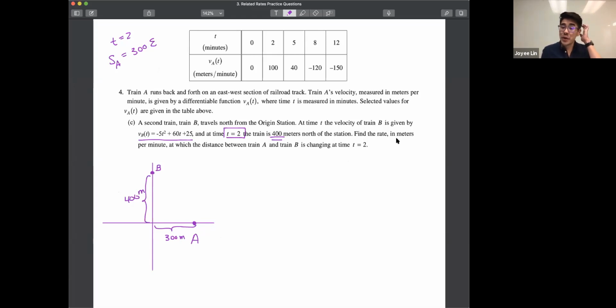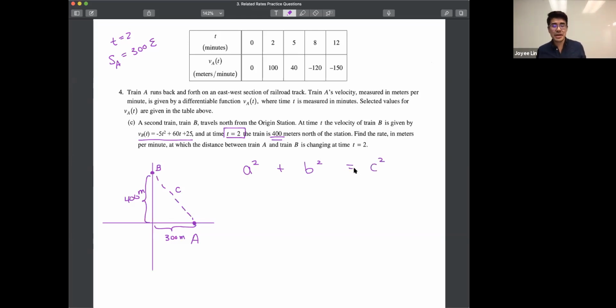And now they're saying find the rate in meters per minute at which the distance between A and B is changing at time t equals 2. So the distance is this thingy right there. Let's use C. So when you're doing related rates equations, you want to think about setting up an equation. What's the easiest equation for us to use here? Well, by drawing it out, I hope you can see: a squared plus b squared is equal to c squared.